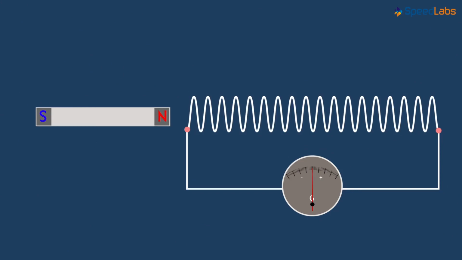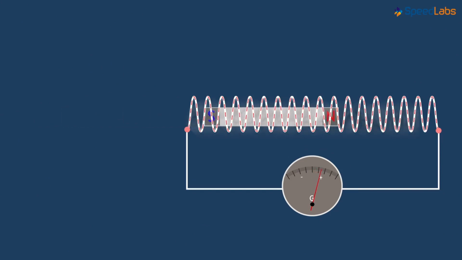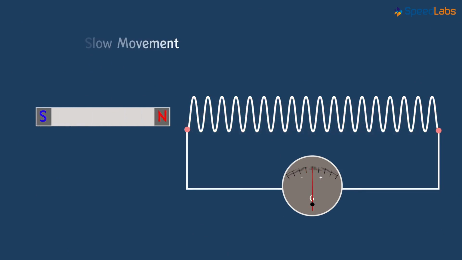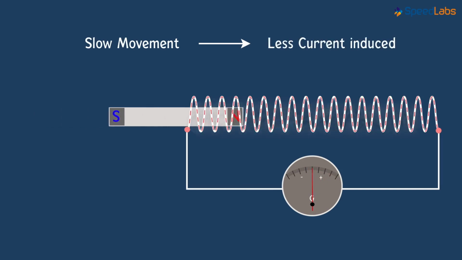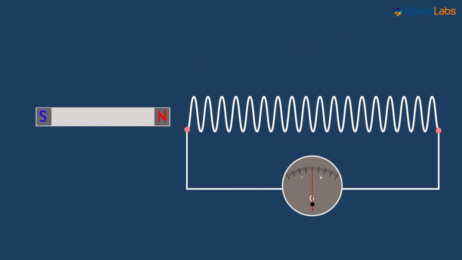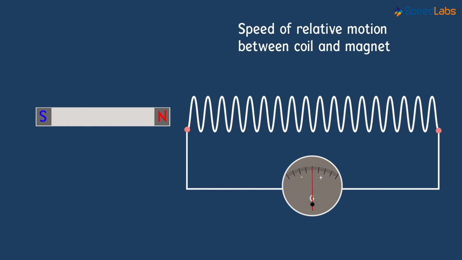Just observe what I will be doing now. I'm going to move this magnet towards and away from the coil slowly. The galvanometer deflection is not much, right? Yes, it means less current is induced. Now let me move the magnet really fast towards and away from the coil. From the rapid galvanometer deflection, we can say that the current induced increased. So we can say that the speed of the relative motion between the coil and the magnet is a factor on which the strength of the induced current depends.